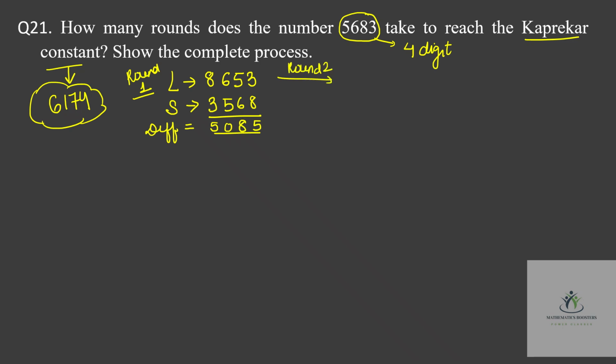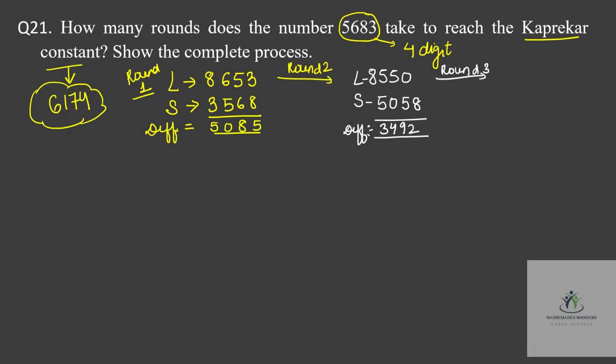Again create the greatest number using 5085, which will be 8550, largest, and smallest. Remember, the smallest number should again be a 4-digit number. It cannot be a 3-digit number. So our placement of 0 should be in that manner only. So the result will be 3492, the difference. Then we'll move to round 3. We'll keep solving till we get 6174.